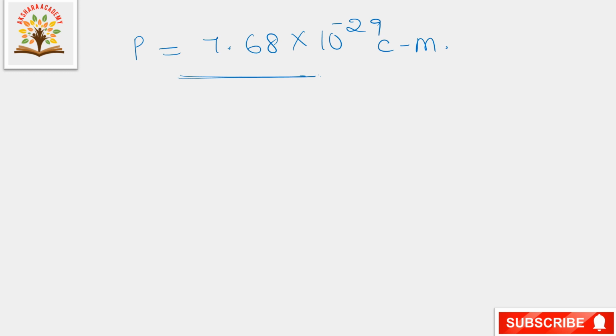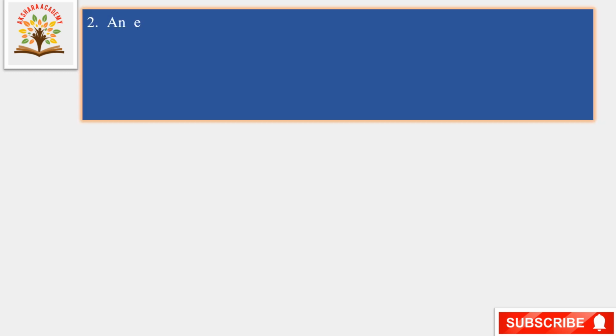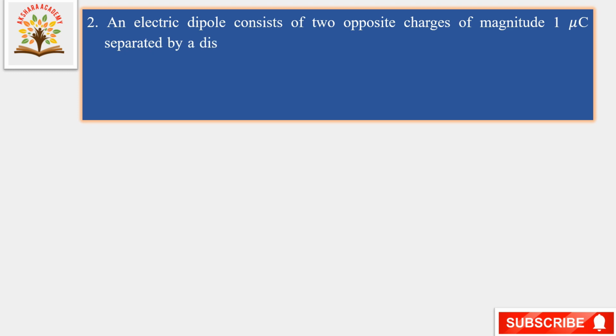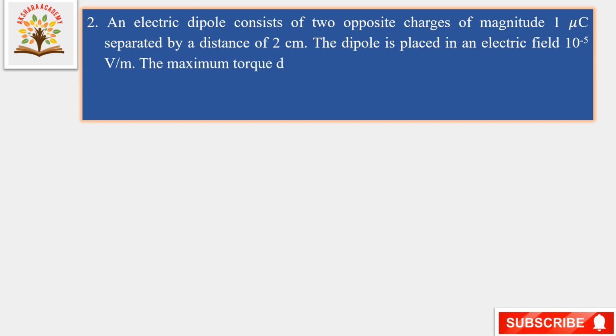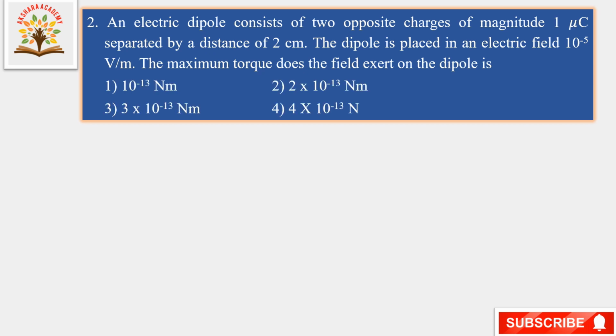Okay, next we will go to the next question. An electric dipole consists of two opposite charges of magnitudes 1 microcoulomb separated by a distance of 2 centimeters. The dipole is placed in an electric field of 10 to the power of 5 volt per meter. The maximum torque the field exerts on the dipole is? Now they have given charge Q is equal to 1 microcoulomb. Now let us go to the solution.